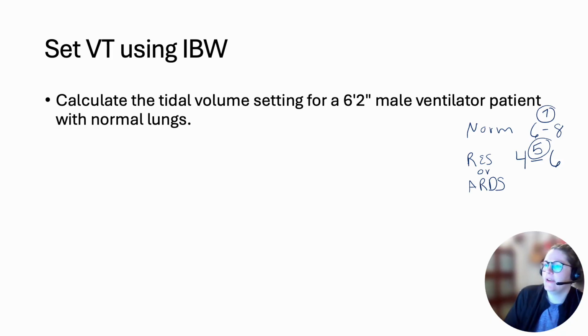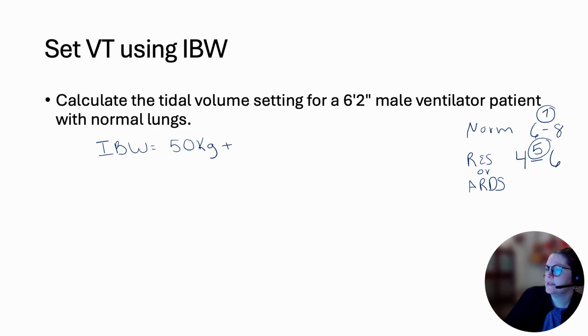Okay, so what do we have here? What is our ideal body weight equation? The one that I like is going to be 50 kilograms plus 2 times inches over 5 feet. Our patient here is 6'2".